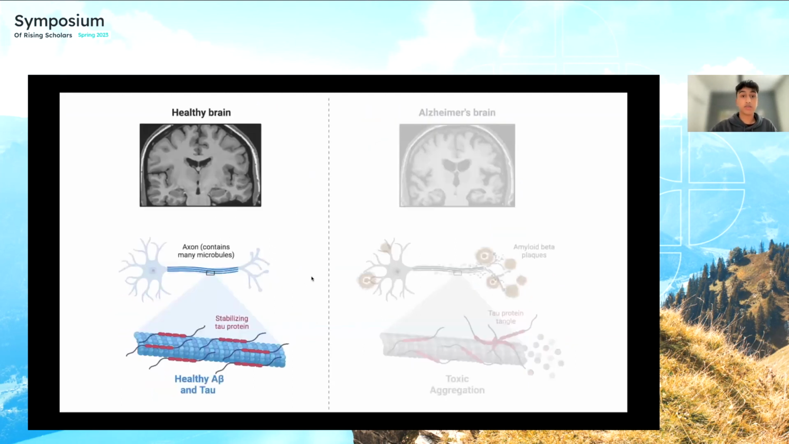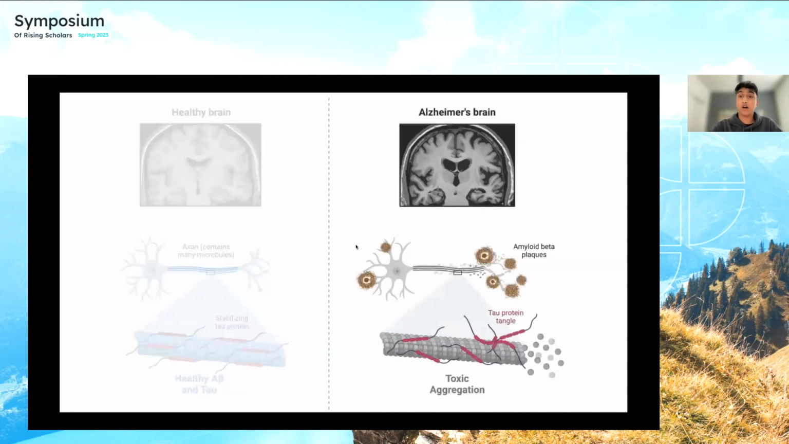So let's look at the pathology of Alzheimer's. Beginning with a healthy brain, you can see here on the left that because these axons are really long, they have microtubules. Along these microtubules, there's a protein called tau, which binds to them and stabilizes them. So it's called a microtubule associated protein. There's also a protein called amyloid beta, which is generally responsible for the homeostasis of neurons.